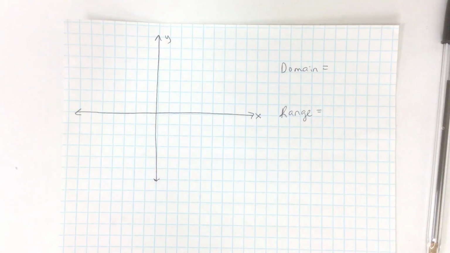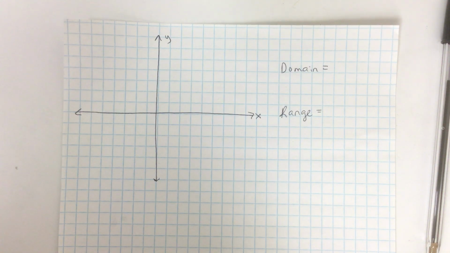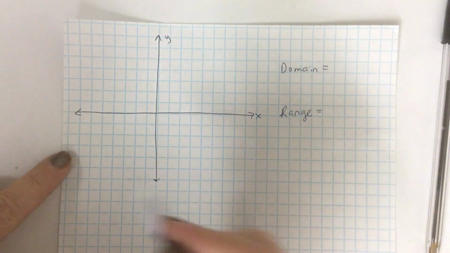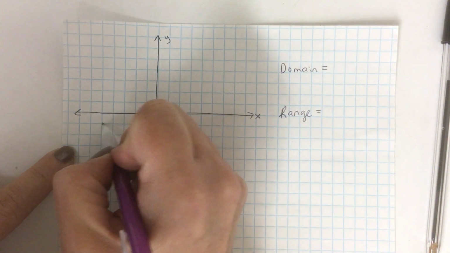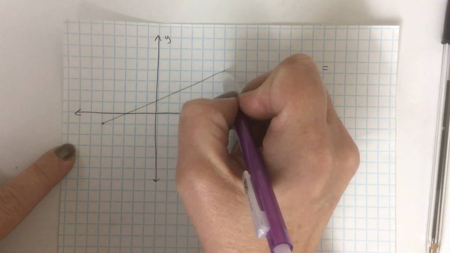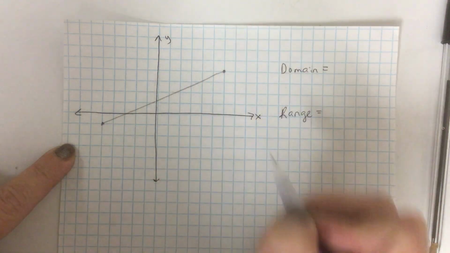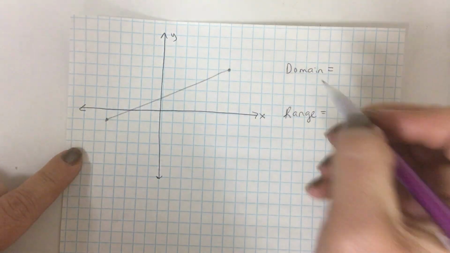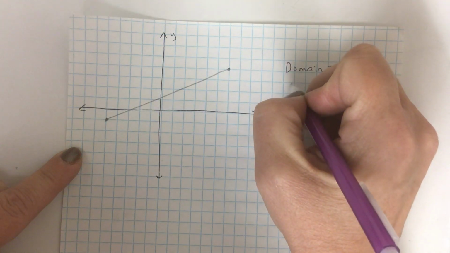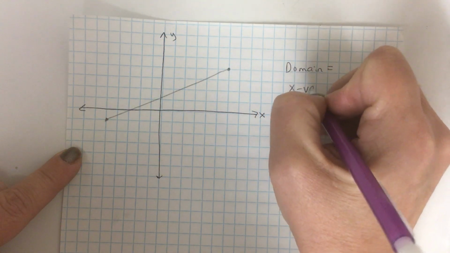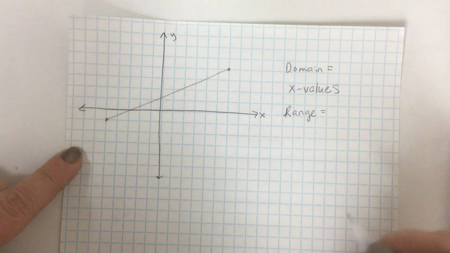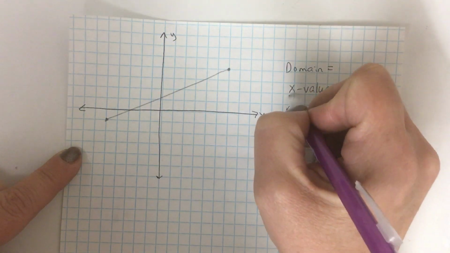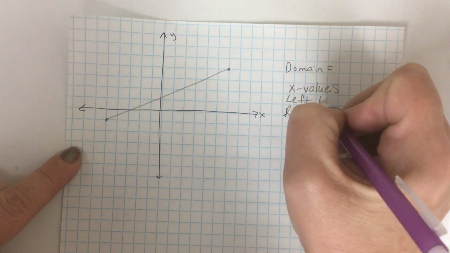Okay, so in this video, I'm going to show you what domain and range is and how to find it for a particular graph, okay? So let's say you have a line that starts here and maybe goes up to there, and let's say you've got definite beginning and ending points. So your domain is your x values. They are going to go from left to right.